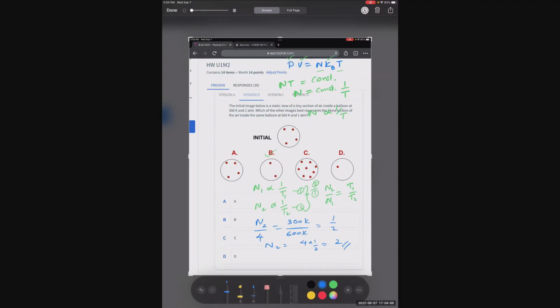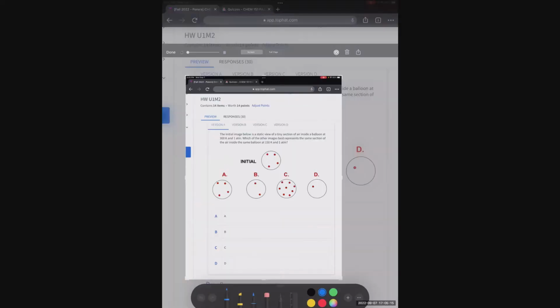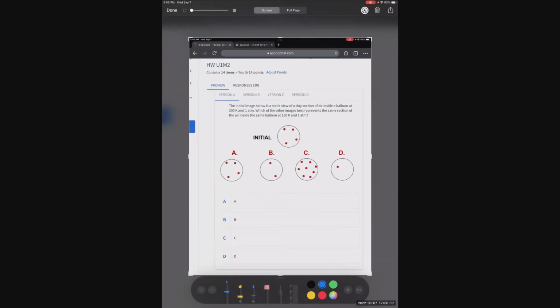Let's do another one, and I want us to remember this relationship. When we do another problem like this, let's go to version 8 for a second. Here's the thing again: we have everything the same. Pressure is the same, volume is the same, and we are just changing the temperature.